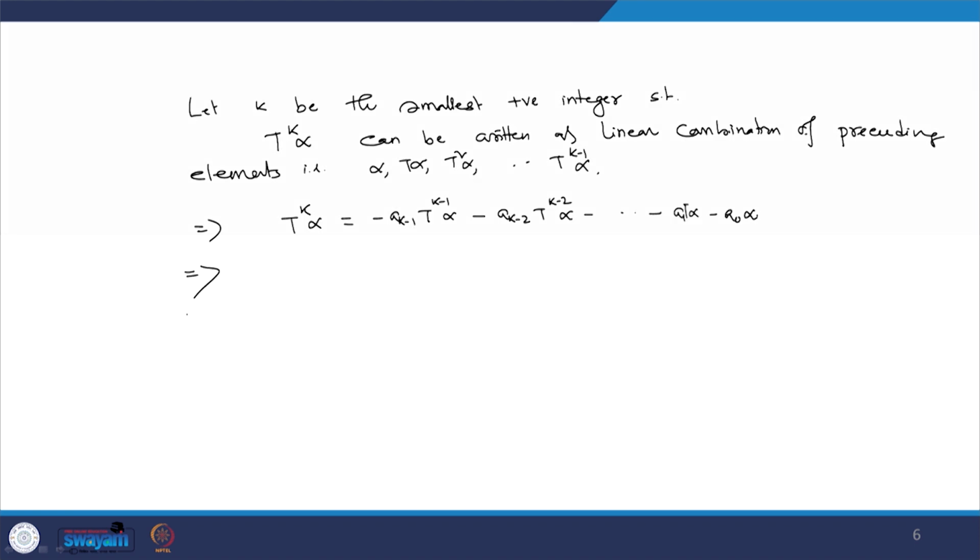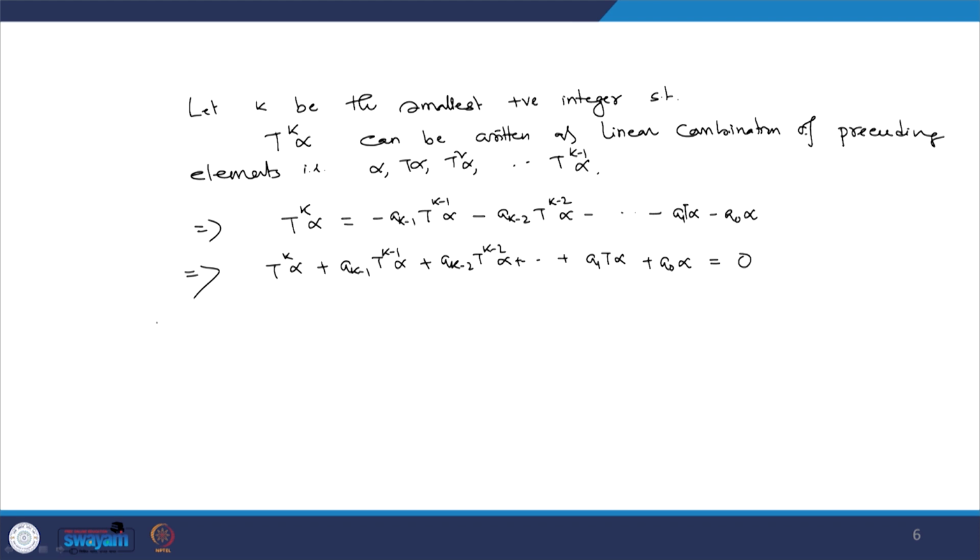So, this implies t to the power k alpha plus a_{k-1} t^{k-1} alpha plus a_{k-2} t^{k-2} alpha plus ... plus a_1 t alpha plus a_0 alpha. Okay, so this is equal to 0.